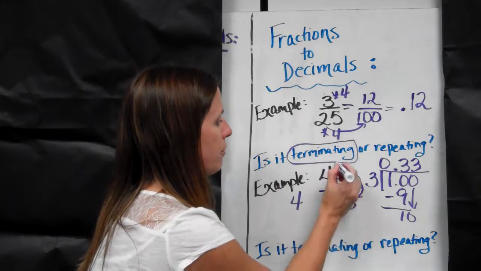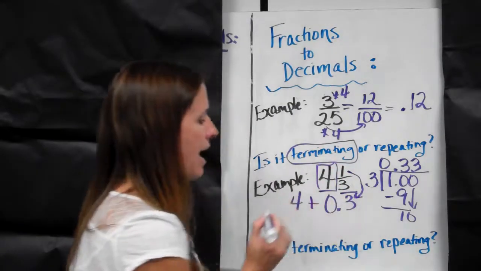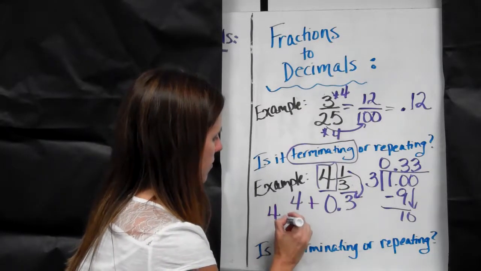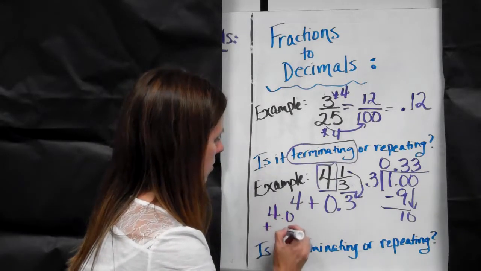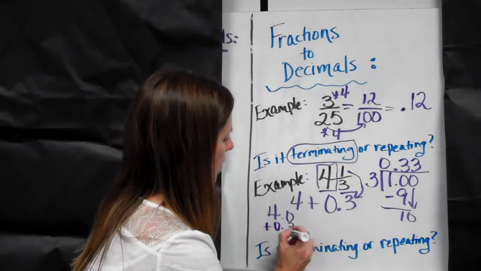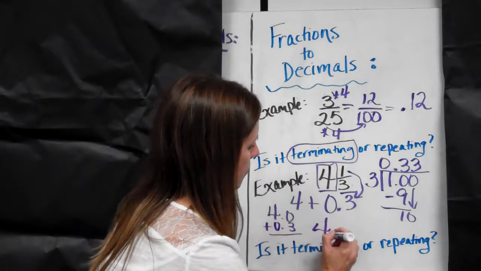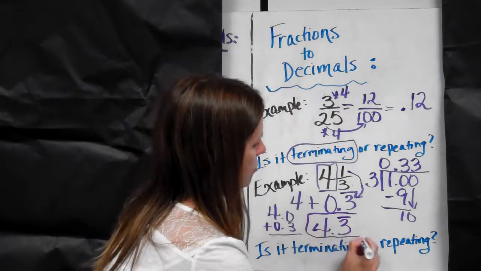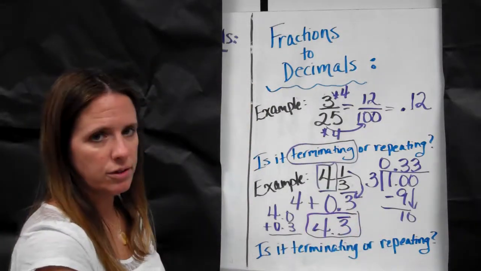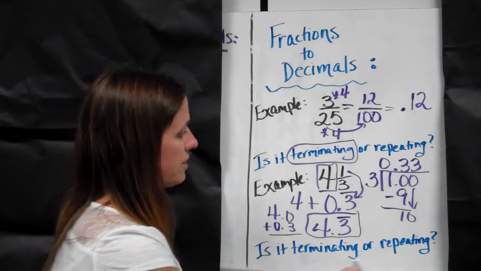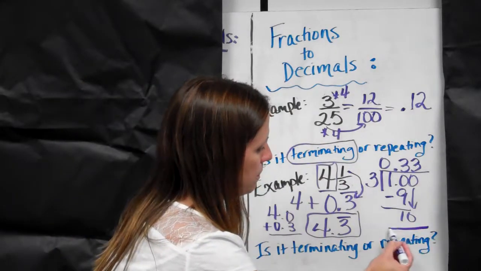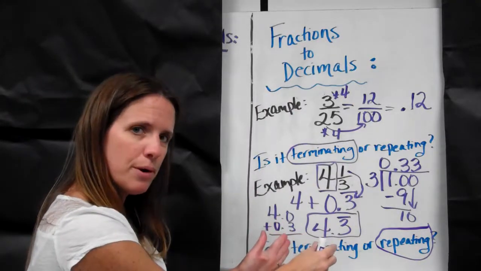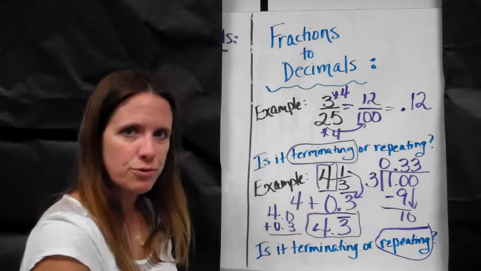Our whole part from the mixed number, we now are going to add to that. So 4 plus 0.3 is 4.3 repeating. Don't forget that bar notation on the 3. And I just gave it away, is it terminating or repeating? It's repeating. Even though you have the whole part that isn't part of the repeating, the bar only goes over the 3.